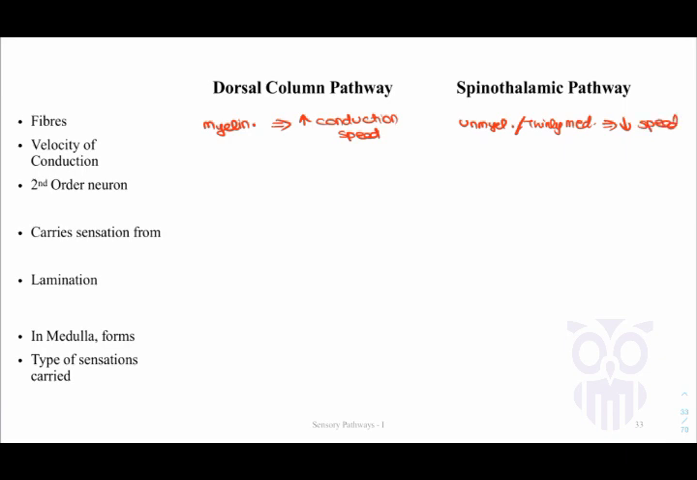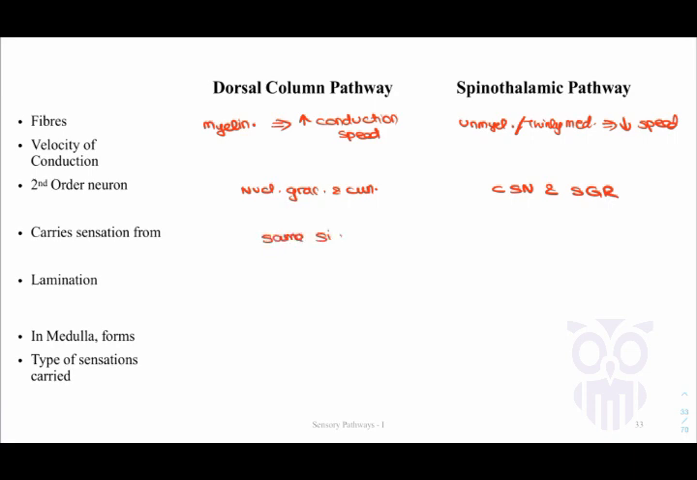Now the second order neuron. In the dorsal column pathway it is at the nucleus gracilis and cuneatus. Here it is the chief sensory nucleus and substantia gelatinosa of Rolando. It carries sensation from the same side.